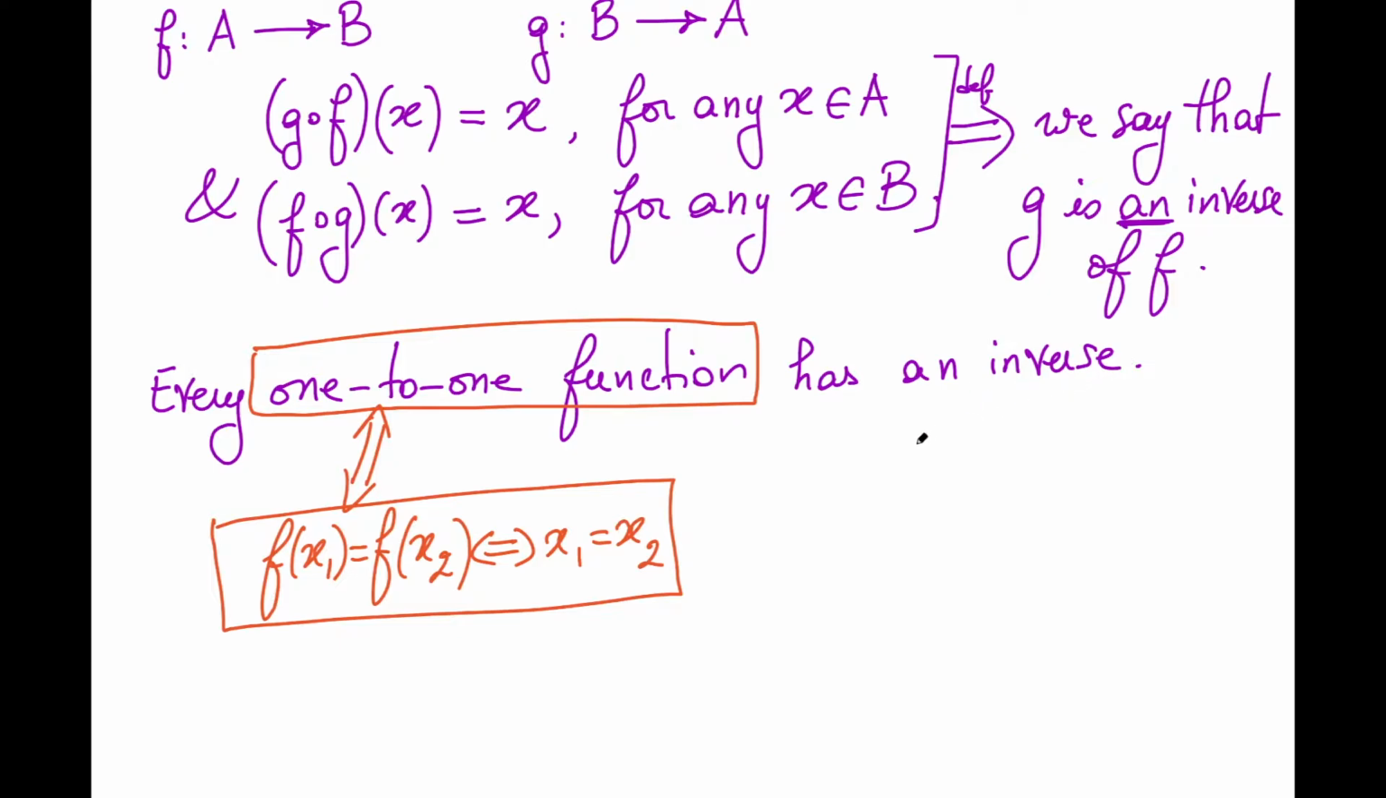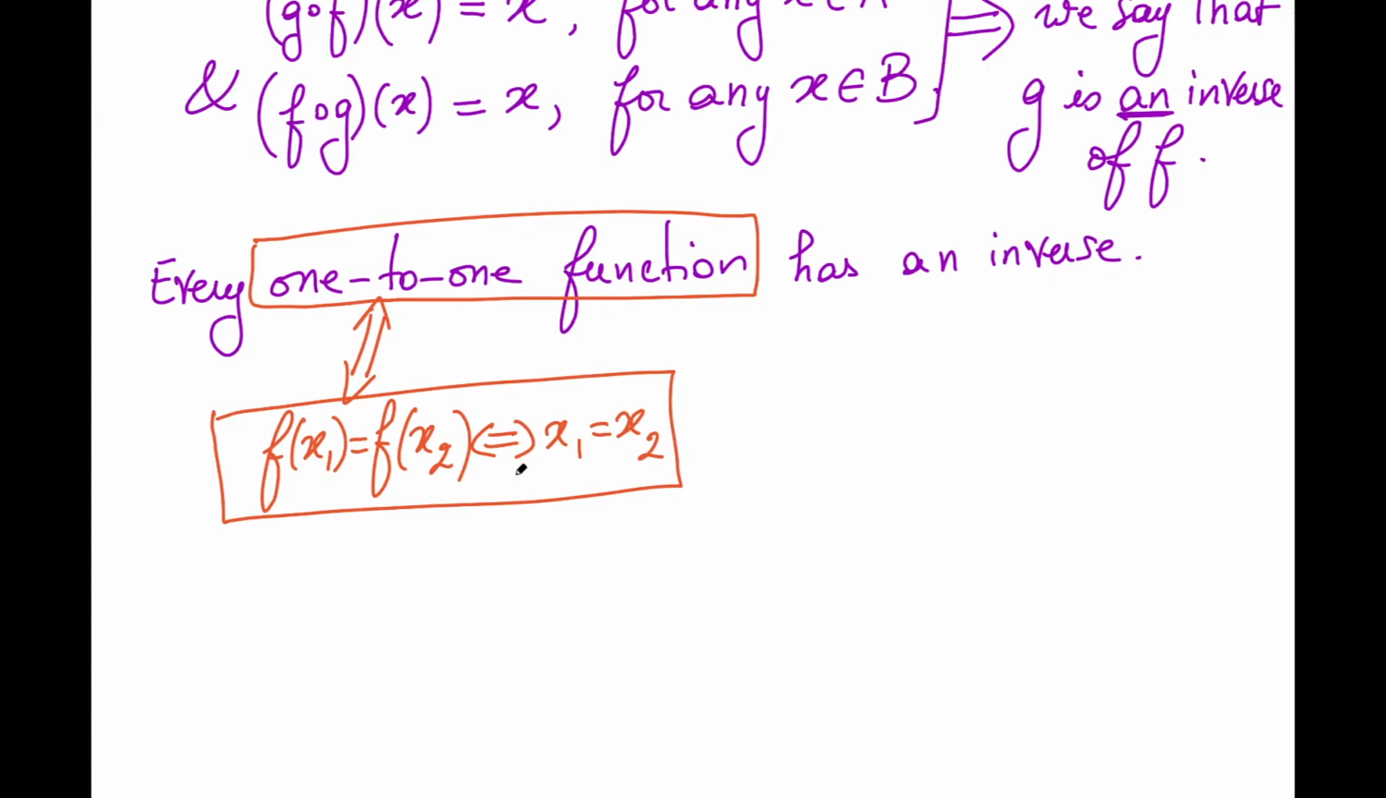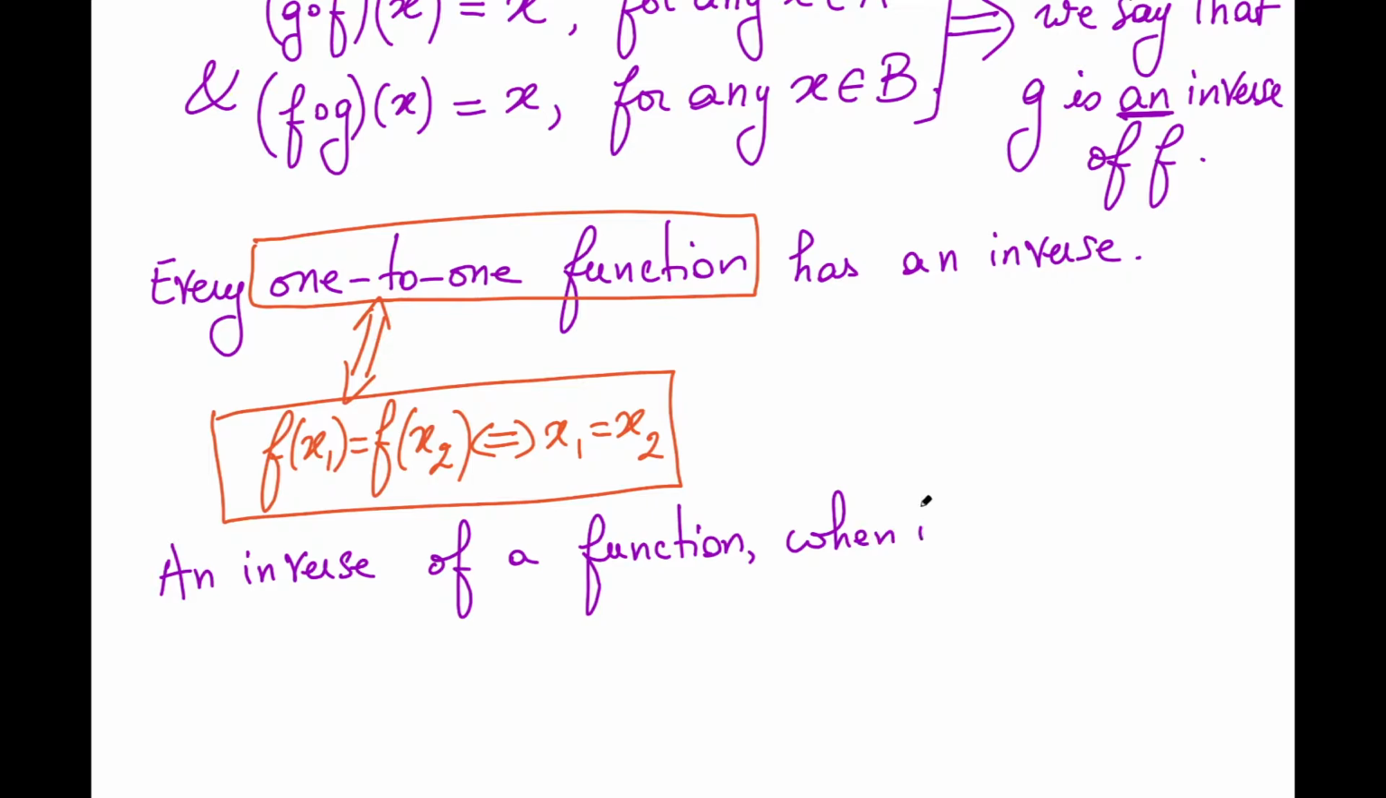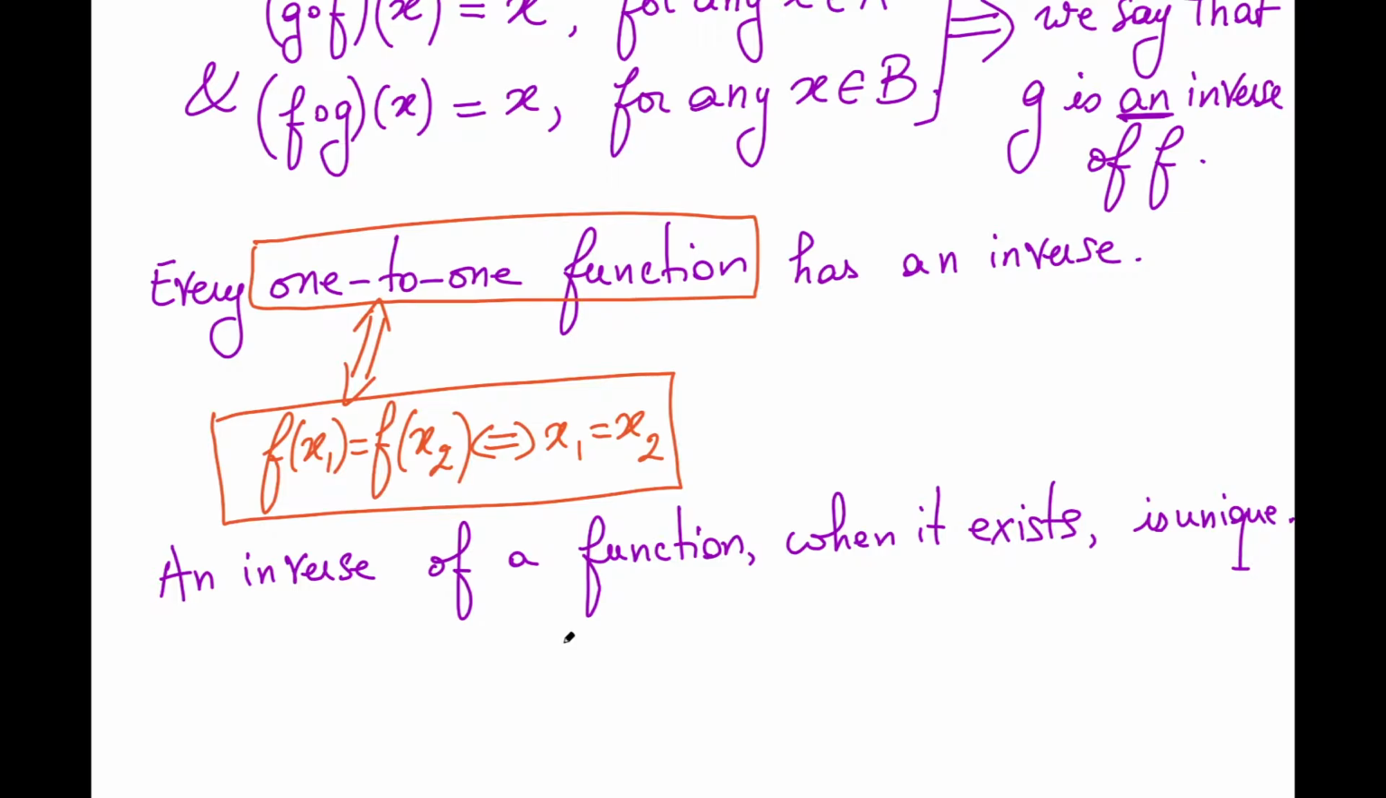And the inverse, when it exists, is unique. This is another thing that we know. An inverse of a function, when it exists, is unique. Again, if you want to see the proof of this, please visit the video.